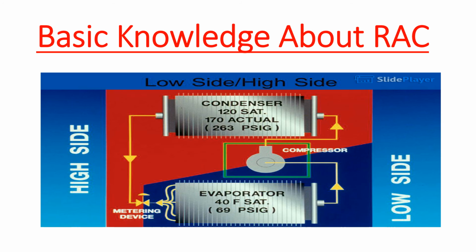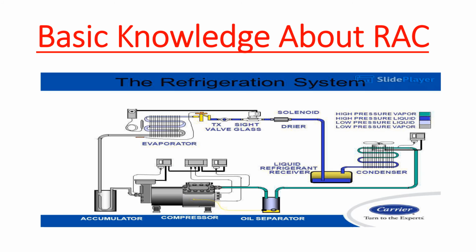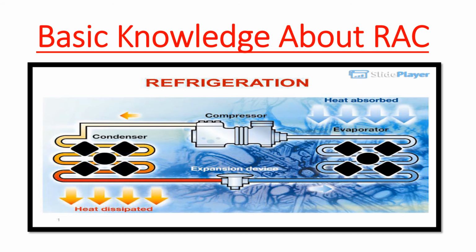Low side/high side. The refrigeration system. Compressor. Low pressure vapor. Low pressure liquid. High pressure liquid. High pressure vapor. Liquid refrigerant receiver. Evaporator. Condenser. Expansion valve. Accumulator. Oil separator. Dryer. Solenoid. Sight glass.